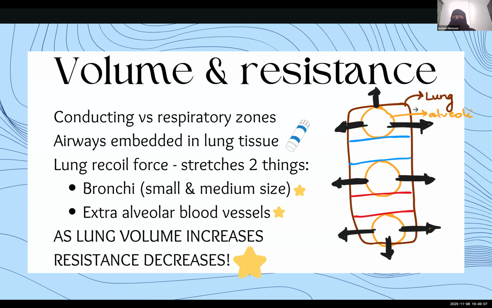So when the lung expands, this brown thing, the alveoli also expand. They pull the bronchi and the blood vessel from all sides. When they pull the bronchi and the blood vessel from all sides, what happens to the resistance inside? They pull it up, they pull it left, they pull it right, they pull it everywhere, stretching it and maybe increasing the volume inside, right? You get what I mean?